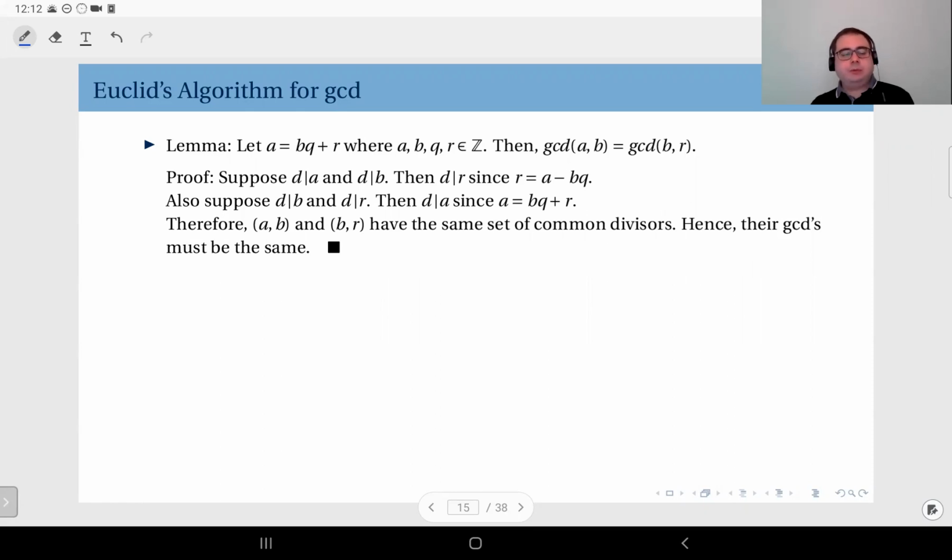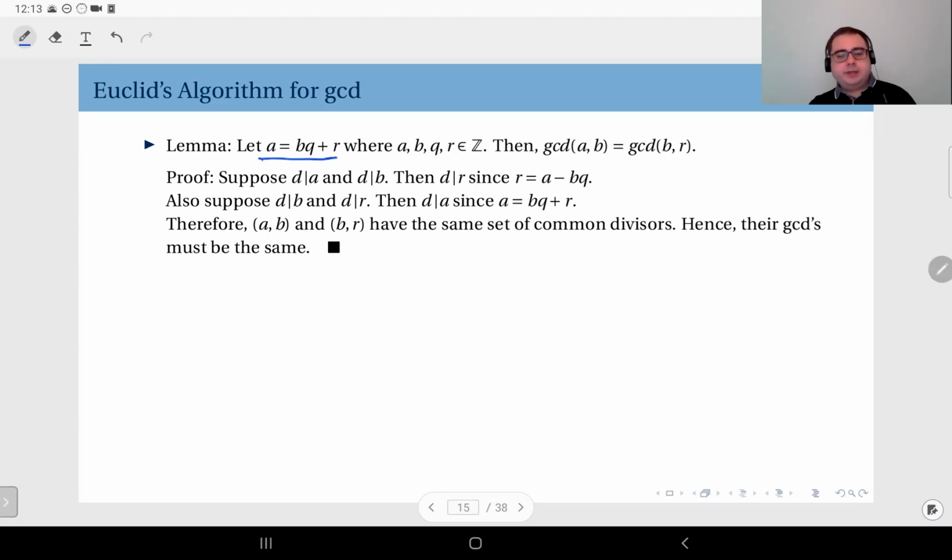Fortunately, we have what we call Euclid's algorithm for computing the GCD, which is quite simple and very efficient. And of course, when you compute the GCD, you can obviously compute the LCM by dividing the product of A and B by their GCD. Therefore, you can see this as also an algorithm for the LCM. And this is based on a lemma here.